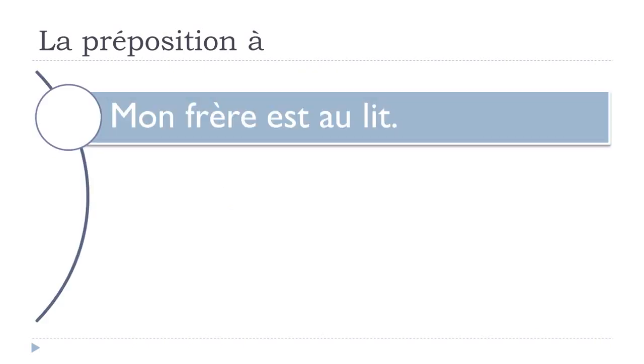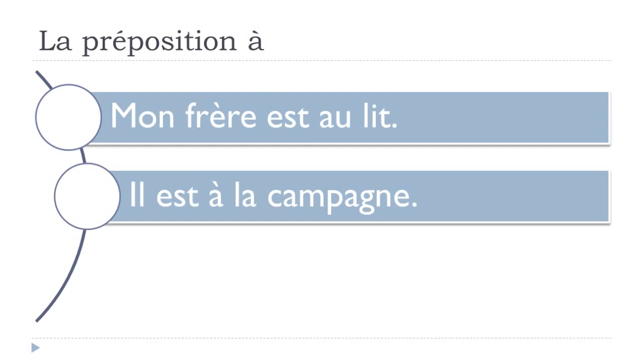The first one, mon frère est au lit. Mon frère, my brother, is au lit, in bed. Lit is bed. Mon frère est au lit. Second example, il est à la campagne. Campagne, country, countryside. Il est à la campagne. In that case, we will use this preposition à.